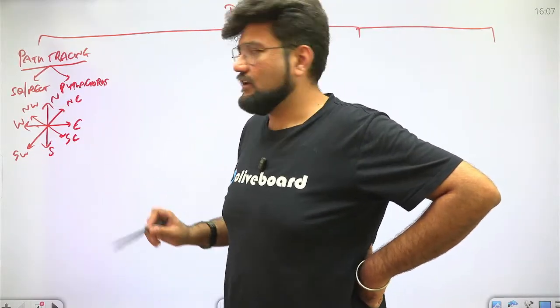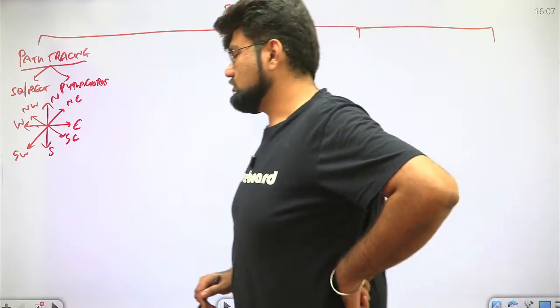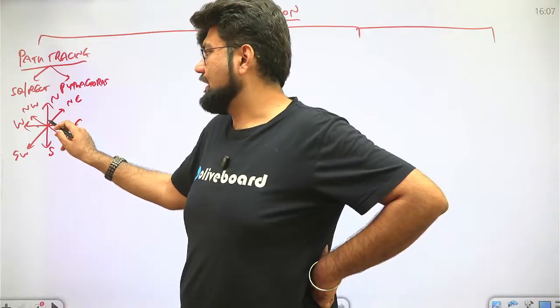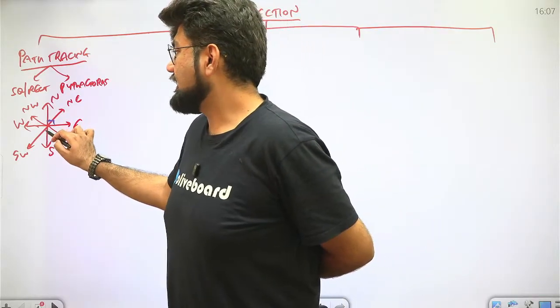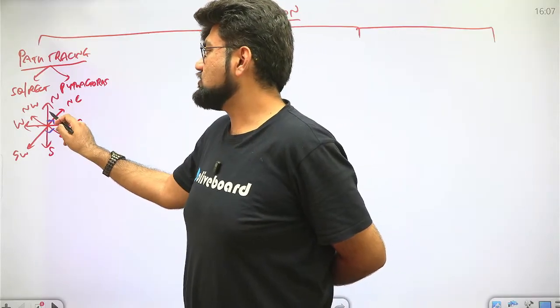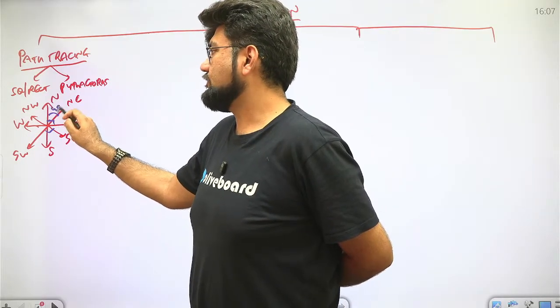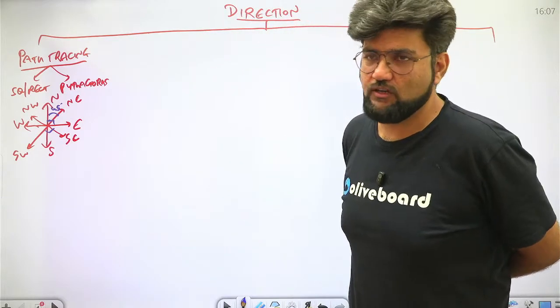Now an interesting factor here is that if I talk of angles, an angle between any two consecutive main directions will be 90 degree, and the angle between any two consecutive cardinal directions will also be 90 degree, and an angle between a main direction and a consecutive cardinal direction will be 45 degree. Be careful about the angles. So this is the first set of directions which you need to be aware of.